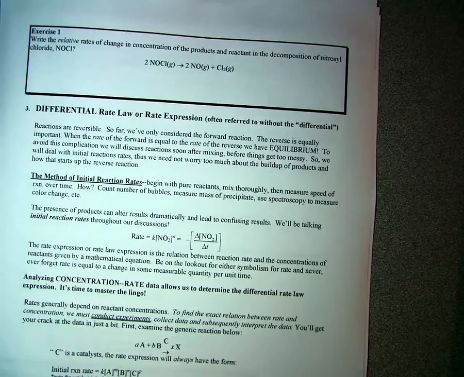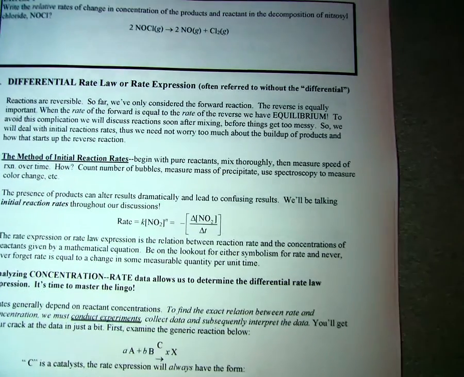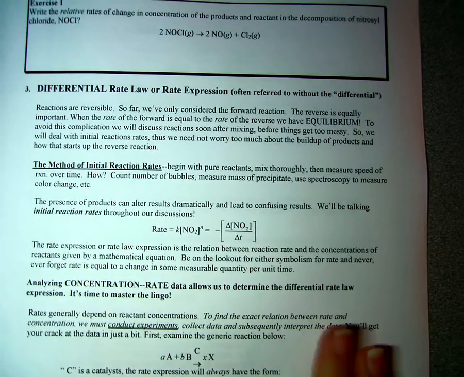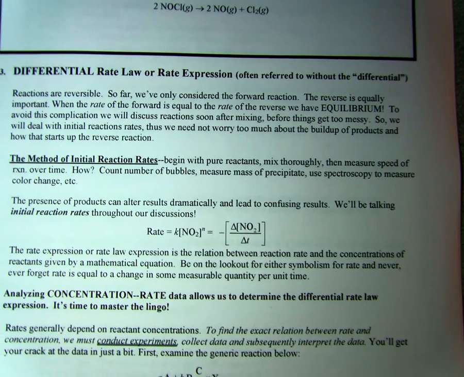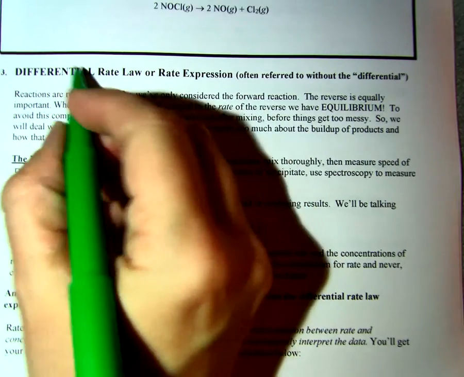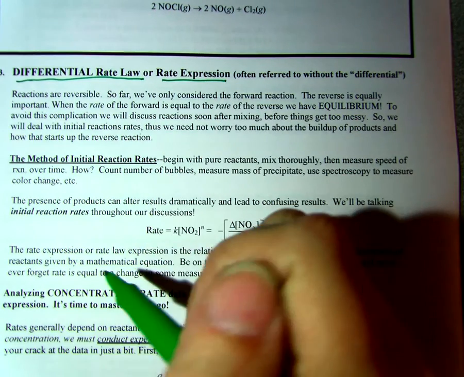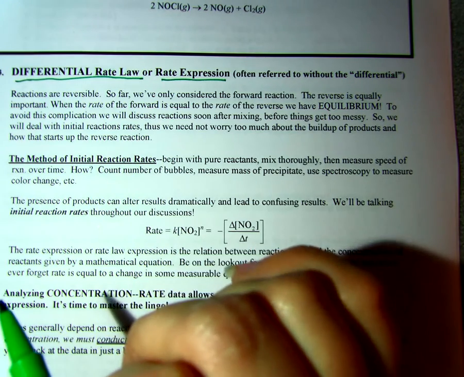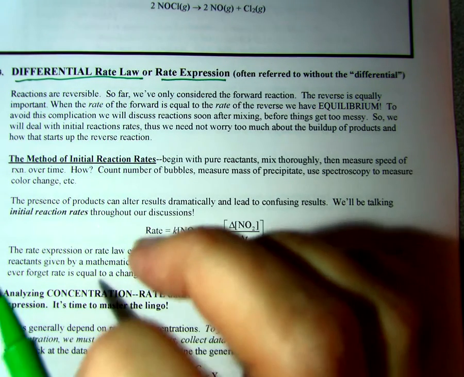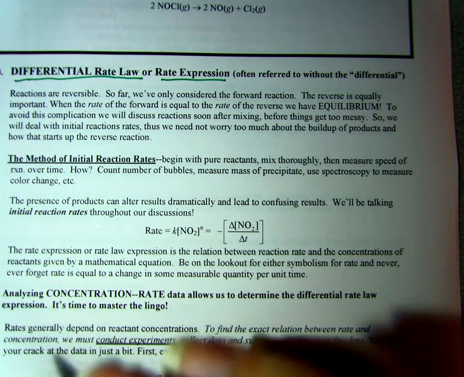So looking at part 3, we're continuing, starting with what is called the differential rate law or rate expression. You will hear this and see this on an AP test a couple of different ways. They will either say differential rate law, or differential rate expression, or they may leave the differential off and just say rate law or rate expression. It all means the same thing, okay? So if you see rate, then you automatically should know what you're talking about. These are not difficult, I promise you.